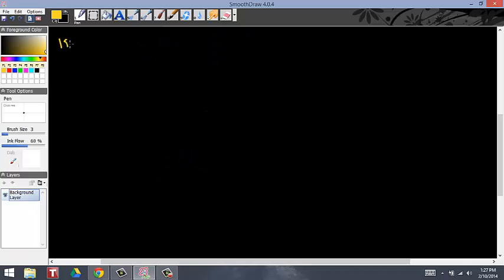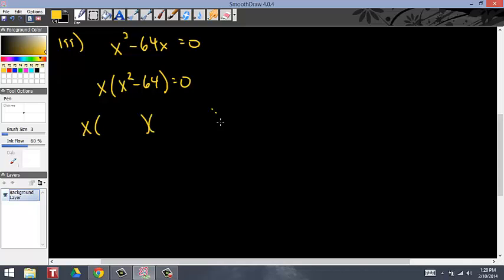199. X to the third. This is a good problem. X to the third minus 64x equals 0. Okay. Zero product property. Just factor things out. So this is, if I factor out an x, I get x squared minus 64 equals 0. How does the inside factor? Borna.